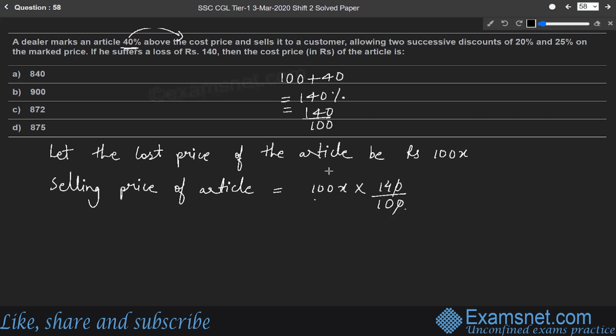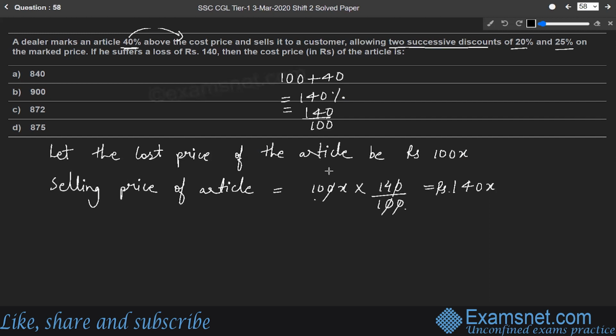This 0 and 0 will be cancelled. Again, this 0 and 0 will be cancelled. So 10x into 14 is 140x. So the selling price is rupees 140x. But you can see that in the selling price, there are two successive discounts, of 20% and 25%.